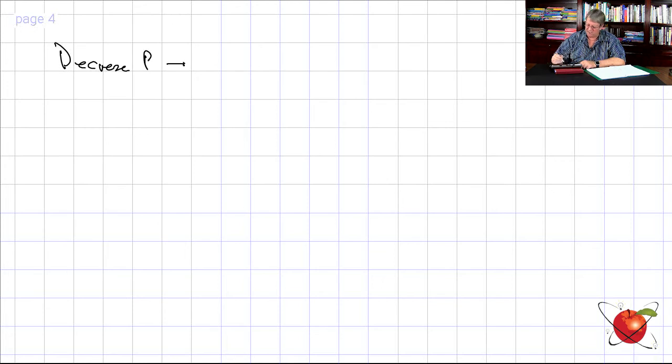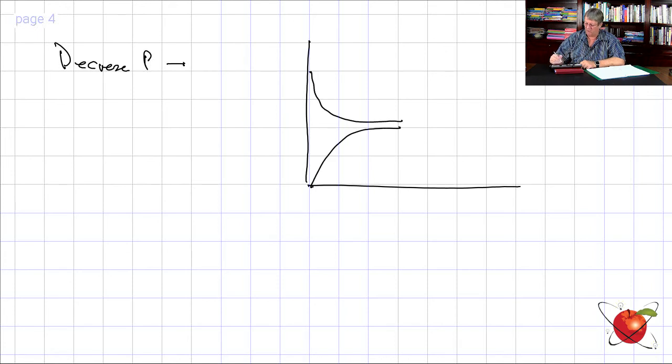What did we say? Step one, we are over here. Now we're going to do something. If I decrease pressure, rate must drop. So immediately I know I'm going to be down here somewhere. It's dropped. Slows down.